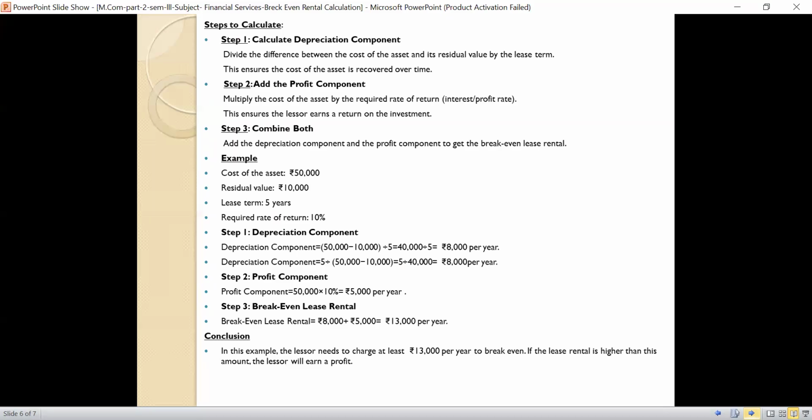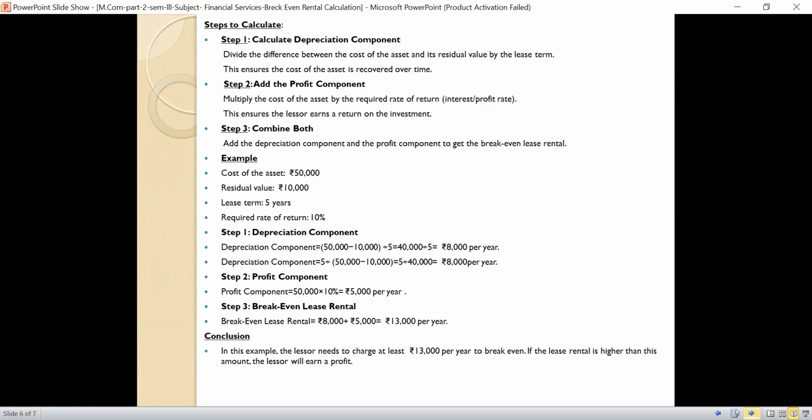Step 2, add the profit component. Multiply the cost of the assets by the required rate of return, interest or profit rate. This ensures the lessor earns a profit or return on the investment, which means step 2, add the profit component, take the cost of the asset and multiply it by the accepted profit or interest rate. This makes sure the lessor earns the desired profit from the lease.